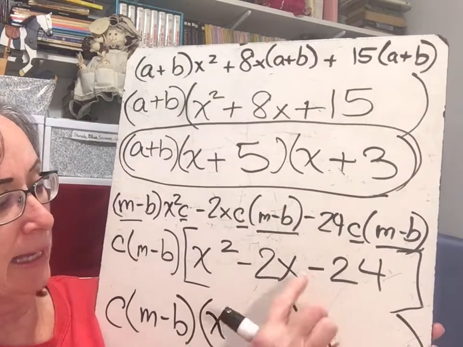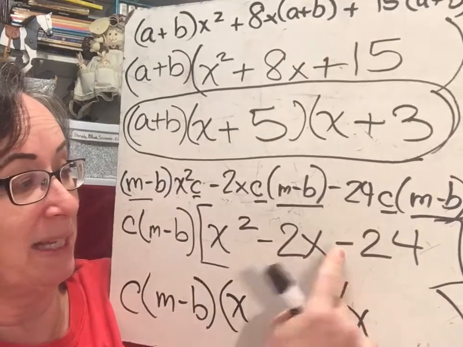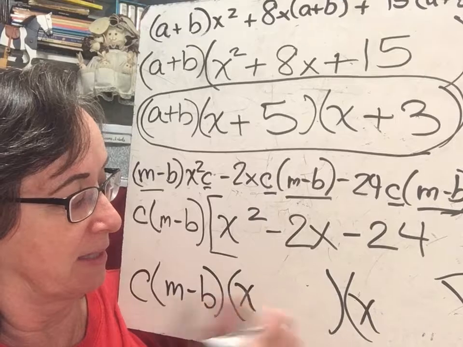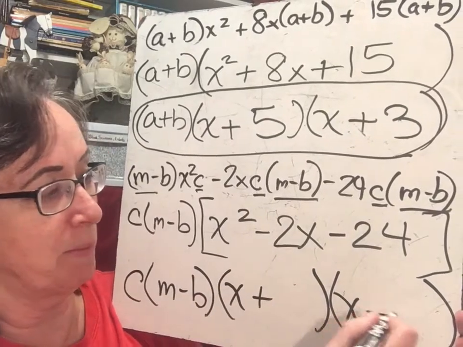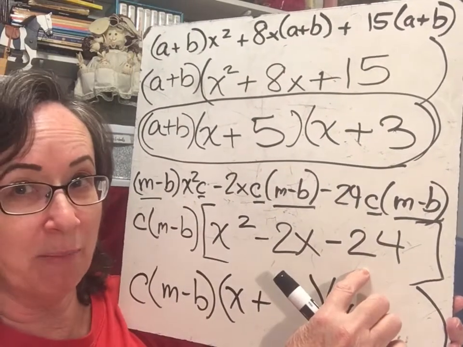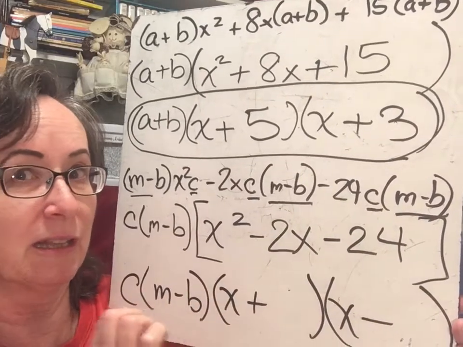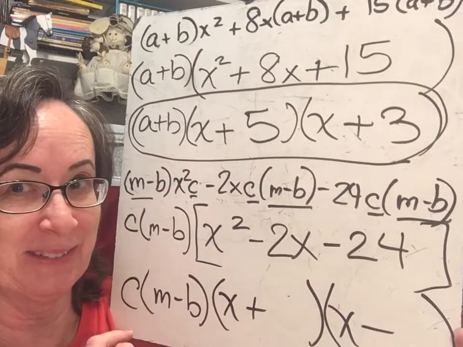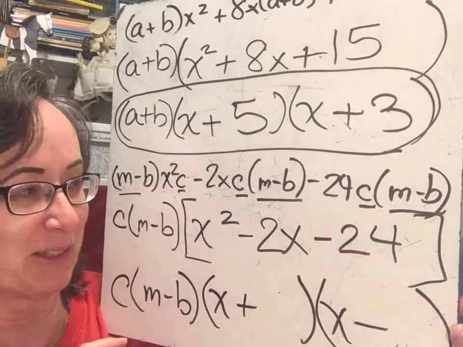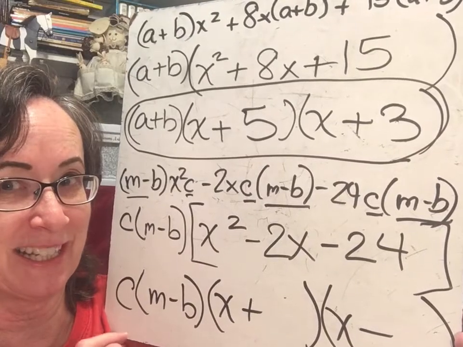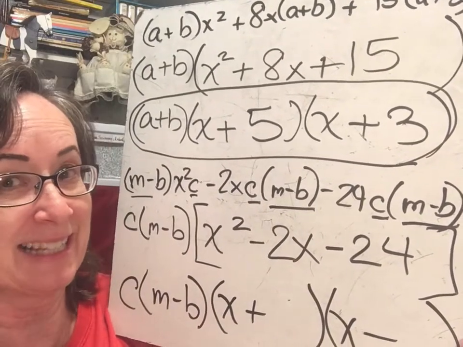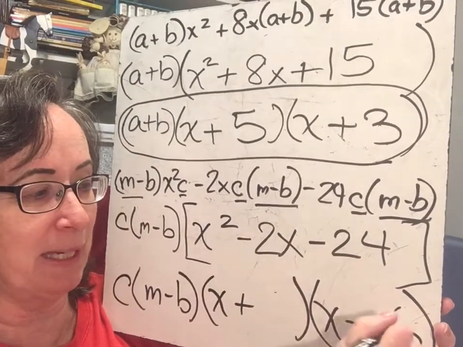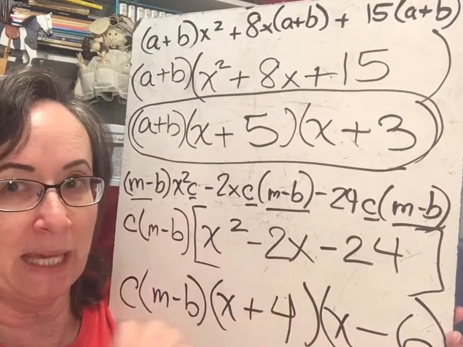The negative sign means that this is a difference and I have two opposite signs. So I'm going to have one that's a plus and one that's a minus. I write down all my factors of 24, looking for two factors whose difference is 2. I know the factors of 24 whose difference is 2 are 6 and 4. 6 times 4 is 24, but I want it to be negative, so I want the 6 to be negative and the 4 to be positive.